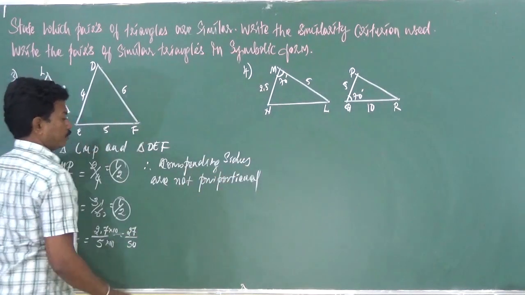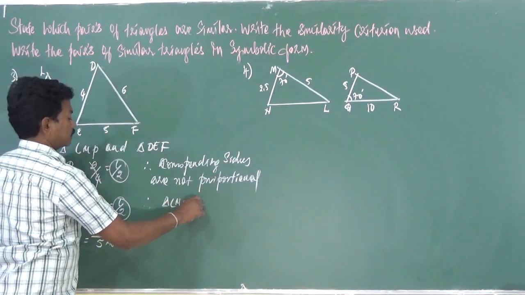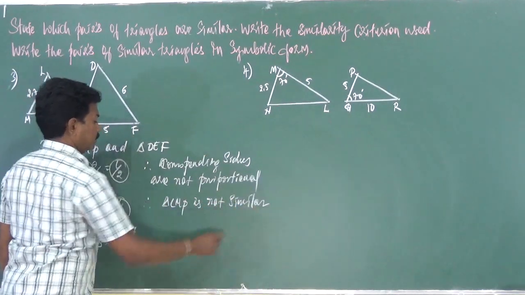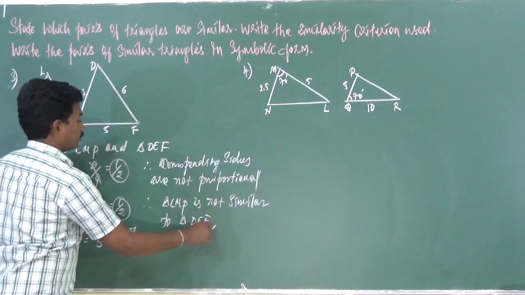Corresponding sides are not proportional. So therefore triangle LMP is not similar to triangle DEF. They are not similar.